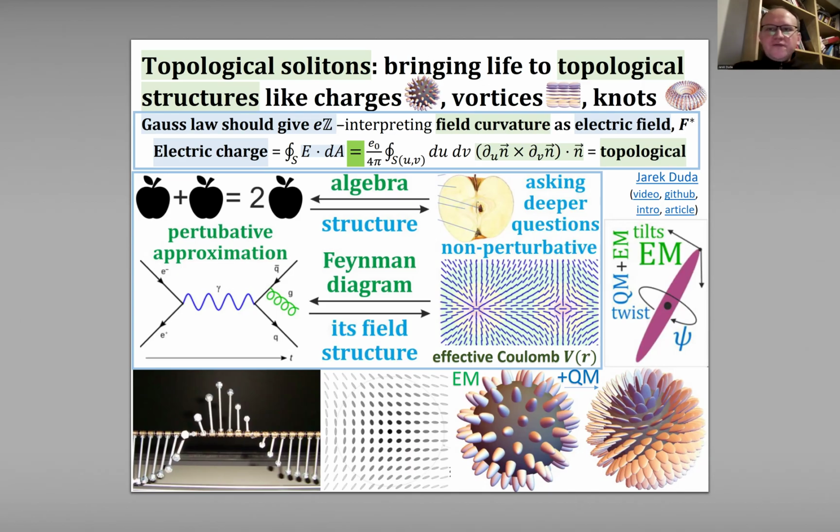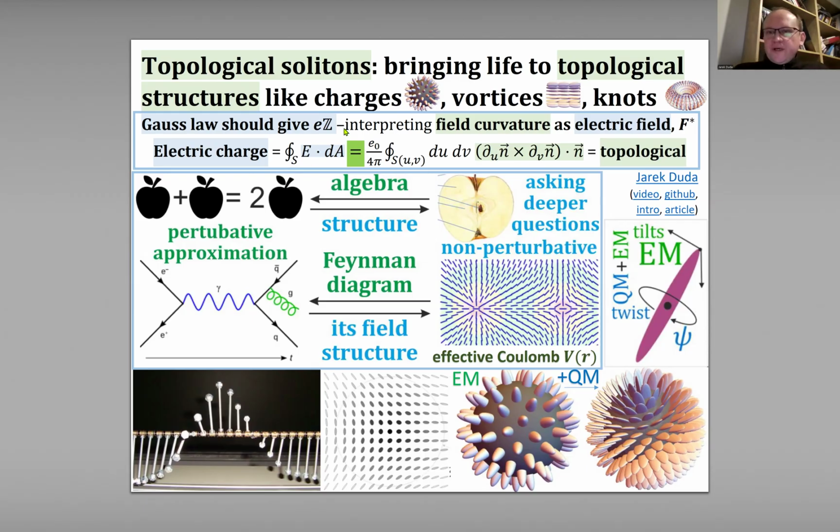Hello. I'd like to talk about topological solitons, bringing life to topological structures like charges, like here, vortices, and knots. The main motivation here will be the repair of Gauss law: in nature it returns a charge being an integer number, while the naive Gauss law returns a charge being a real number.